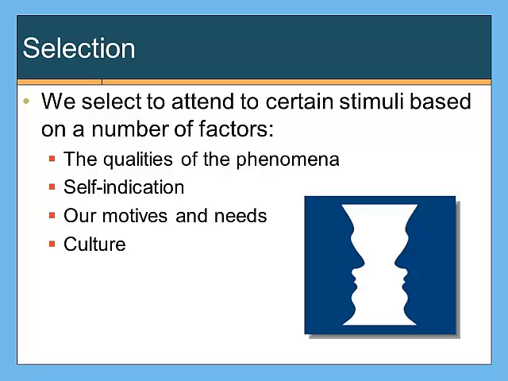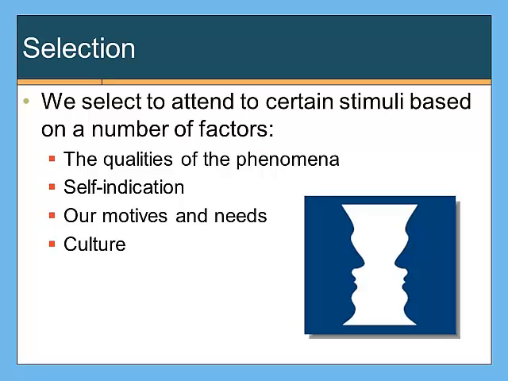You probably weren't even thinking about any of that when you started. You were just focusing on understanding the content of the information. But once you start narrowing down what's important to you, then you begin to be aware of other things. And this is something we all do all the time. So we select to attend to certain stimuli based on a number of factors.